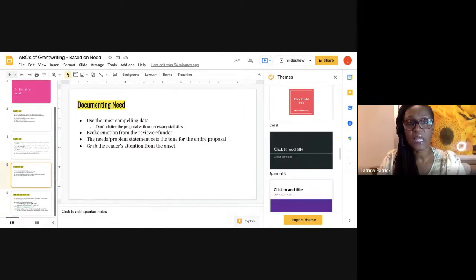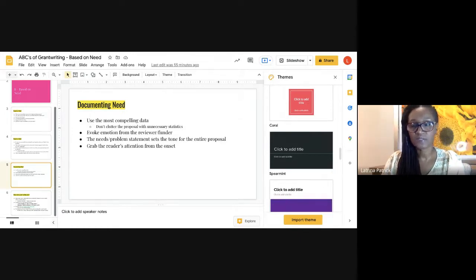focus or topic, but you don't want to just get bogged down in all of the data and all of the statistics. You want to find the most compelling. So look at what's really driving you. When you see a particular fact or statistic that really strikes you, chances are it's going to strike the reviewer or the funder when they read it.